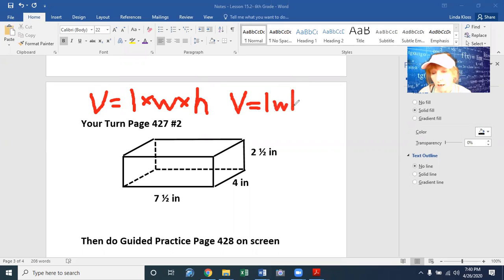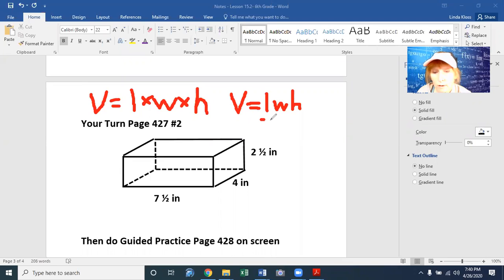And that means to times. When you have two variables next to each other, two letters, or 3 letters, or 4 letters, it means to multiply those letters together if there was a number put in for them. So we have everything we need. What is our length? This is our length, right? So that's 7.5. This here is our width, that's 4, and this here is our height, that's 2.5. So let's go ahead and put that in, and we're going to multiply that out.